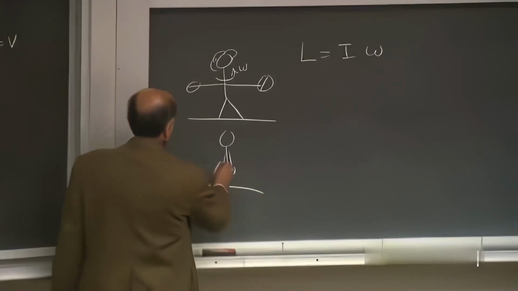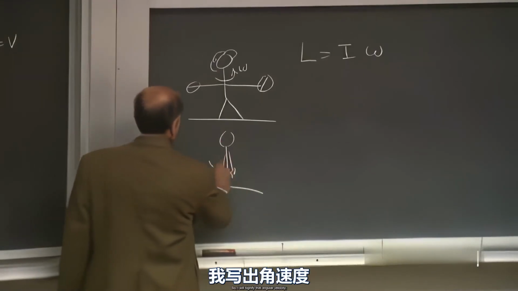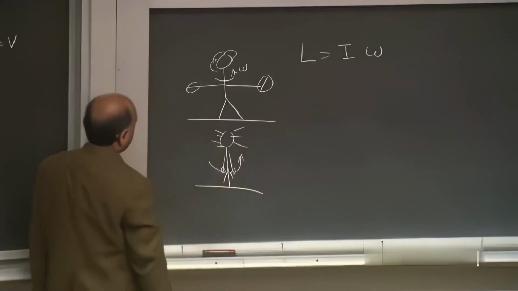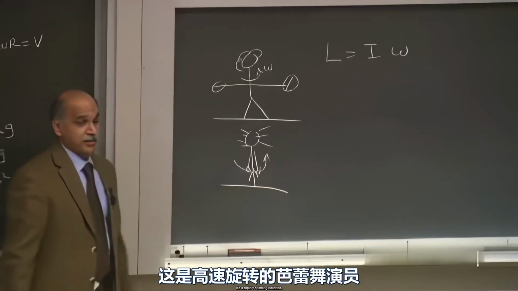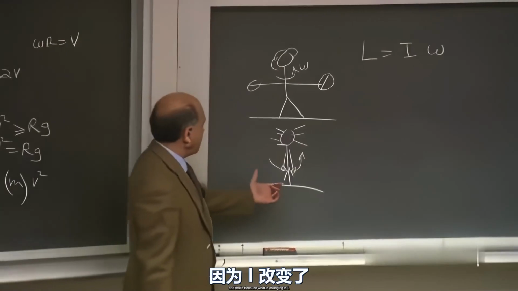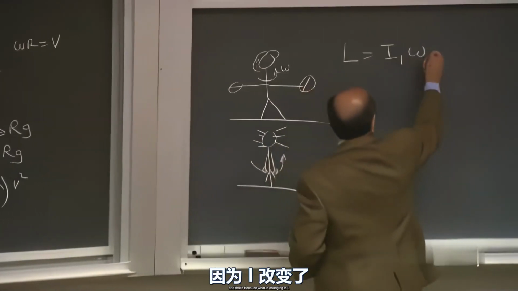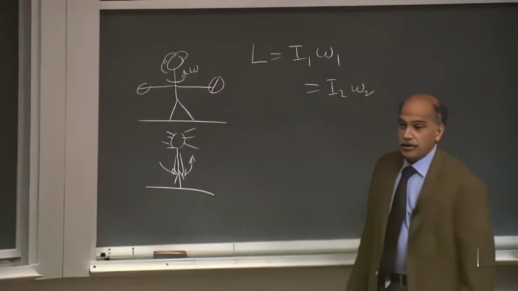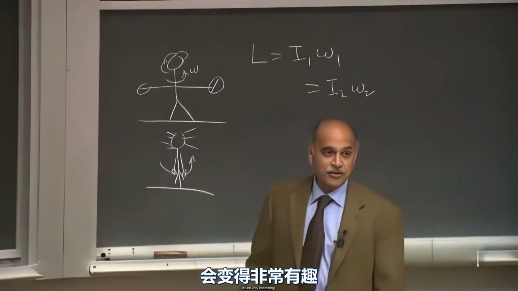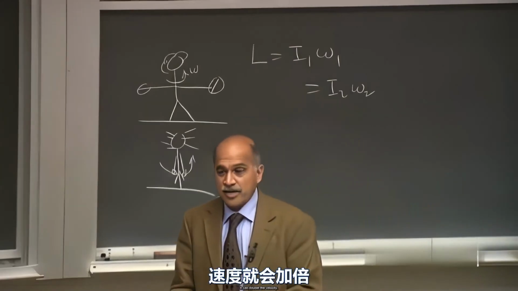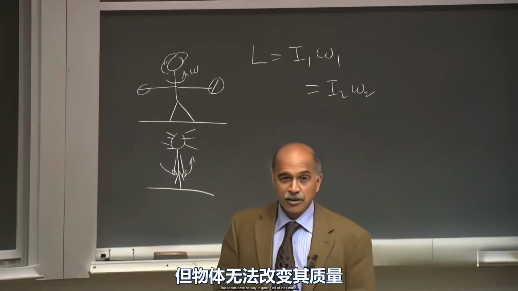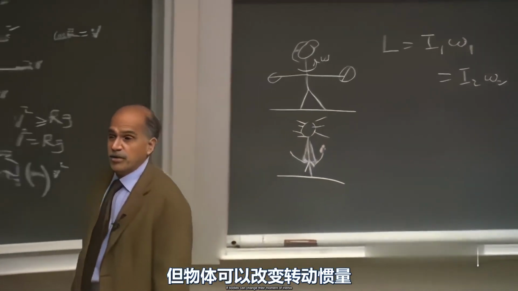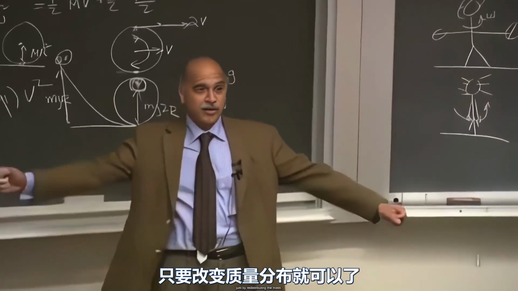So what will happen? I will signify that angular velocity is bigger, or the hair is kind of standing out. So that's a rapidly spinning ballerina. And that's because what is changing is I. If bodies could change their mass, it would be very interesting. If a body can reduce the mass in half, it can double the velocity. But bodies have no way of getting rid of their mass. But bodies can change their moment of inertia just by redistributing the mass.